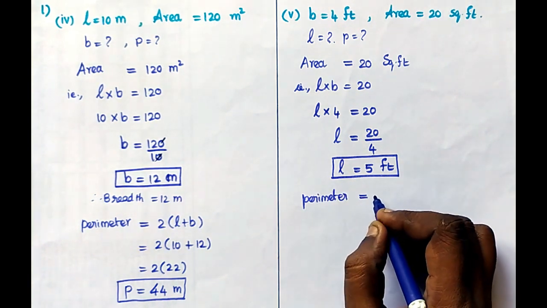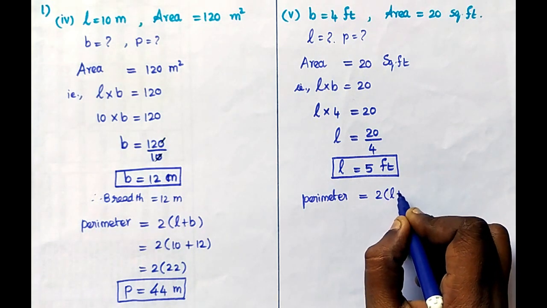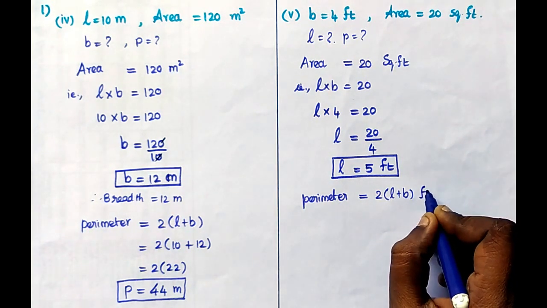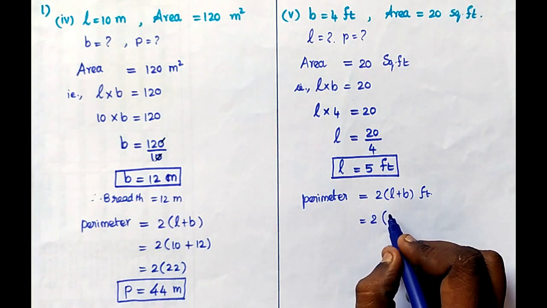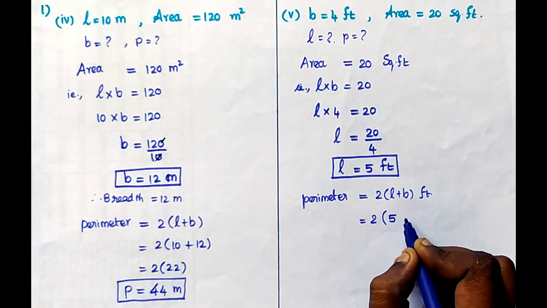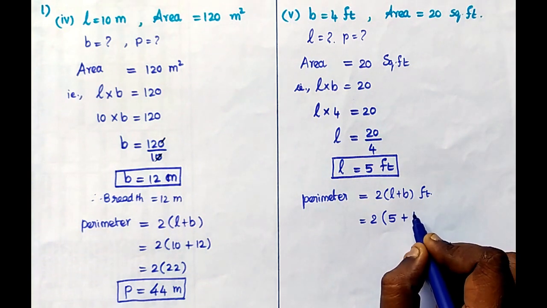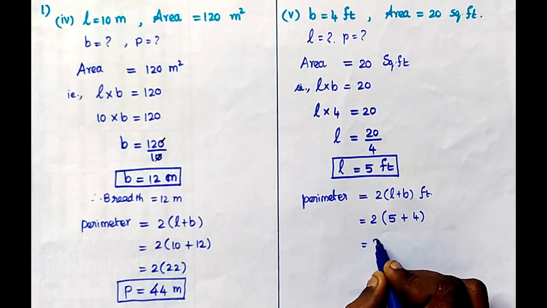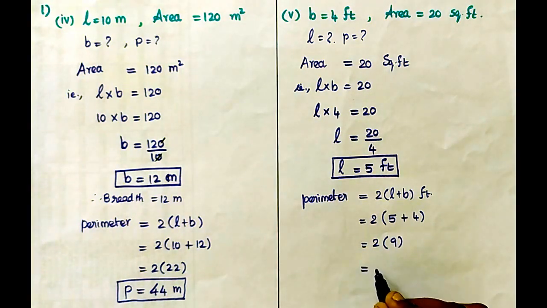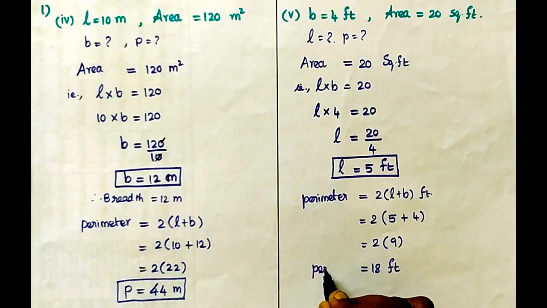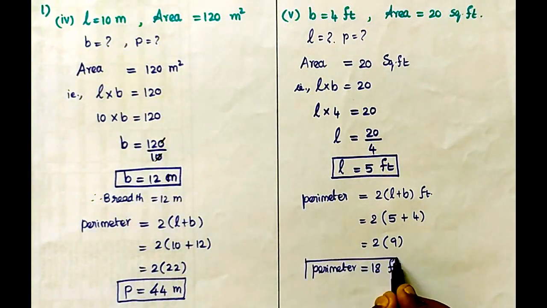Next, perimeter equal to 2 into L plus B feet. 2 into what is L? 5 plus 4. 2 into 9, that is 18 feet is the perimeter. That is the answer.